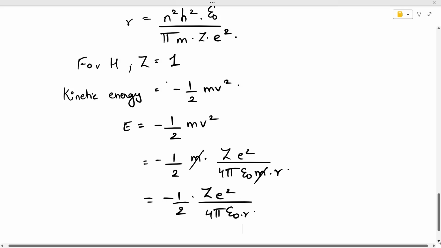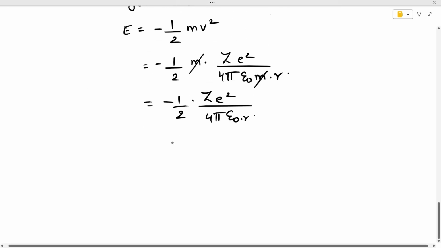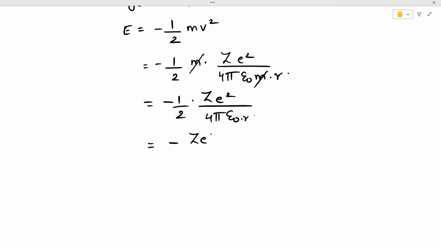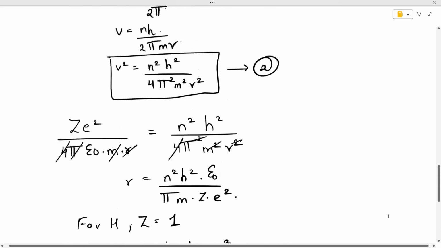Now solving it further, we will get energy equal to minus Z e square upon, 4 times 2 will be 8, so 8 times pi epsilon naught into r. So this is about energy.